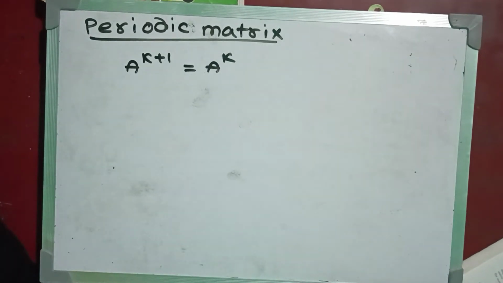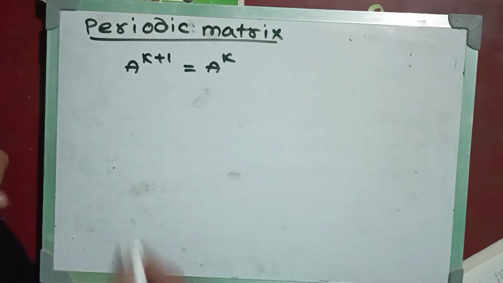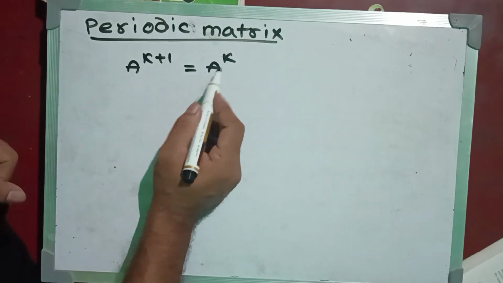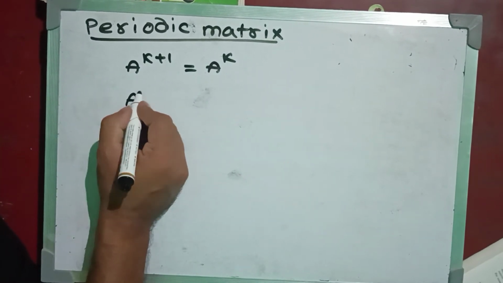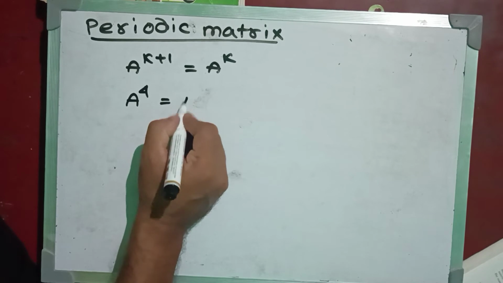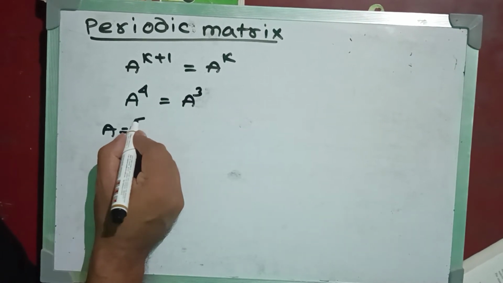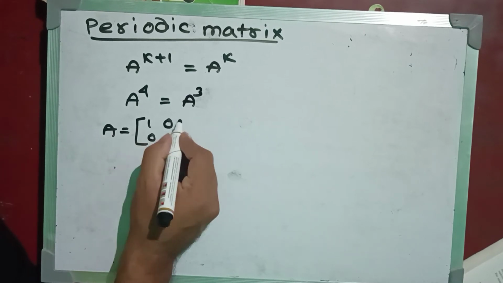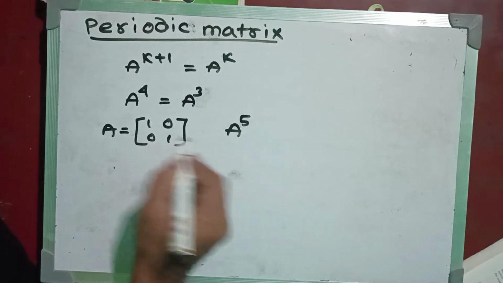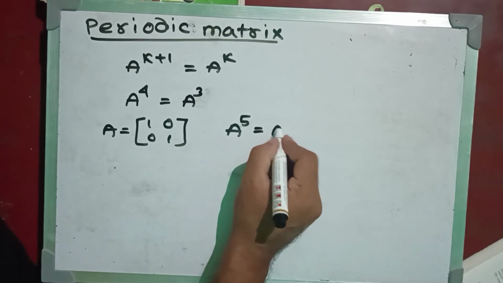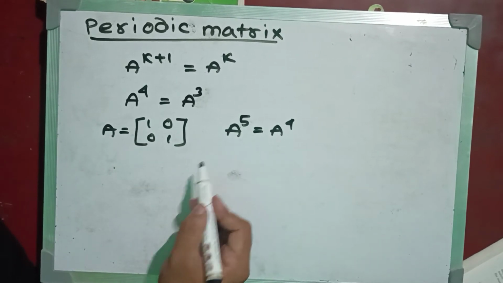What is a periodic matrix? If the power of the matrix, A to the power k plus 1, is equal to A to the power k, then it will be a periodic matrix. Like for example, if A to the power 4 is equal to A cube, then it will be a periodic matrix. The example will be like 1 0 0 1. If we do A to the power 5 or anything, it's the identity matrix, so A to the power 5 will be A to the power 4. So you can call it a periodic matrix.